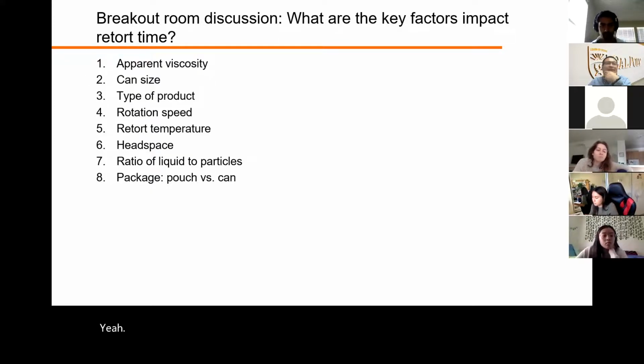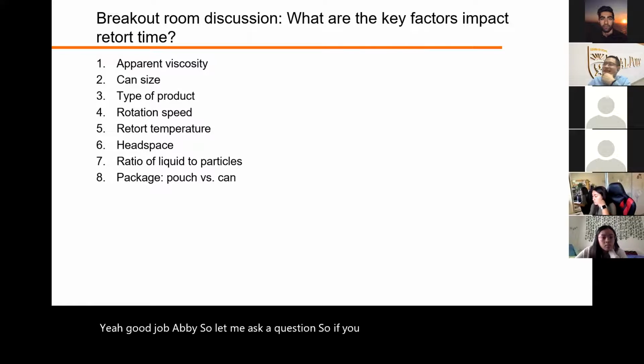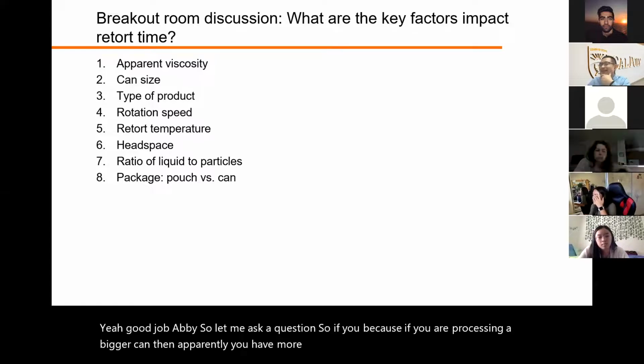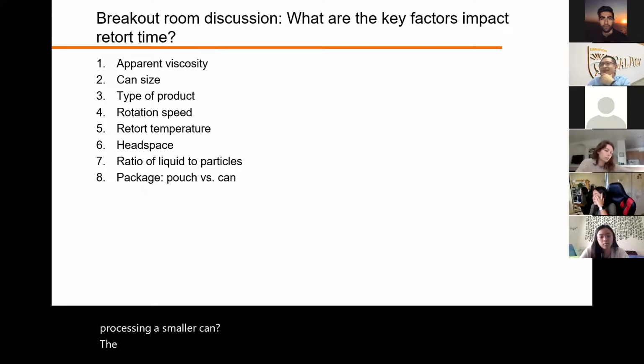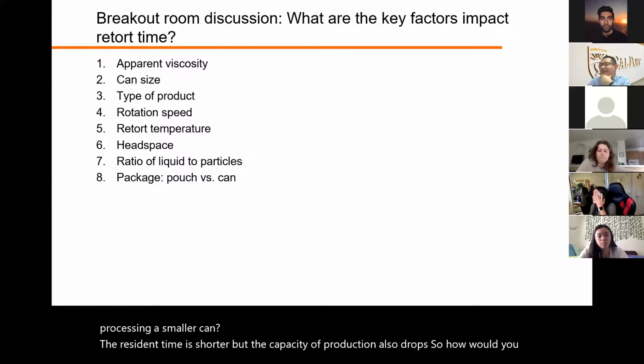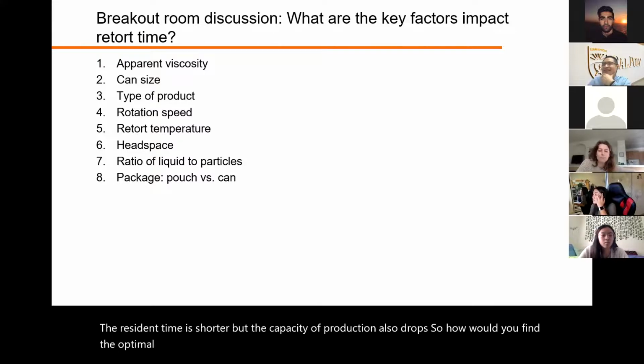Yeah, good job, Abby. So let me ask a question. If you are processing a bigger can, then apparently you have more higher production capacity, right? But if you're processing a smaller can, the residence time is shorter, but the capacity of production also drops. So how would you find the optimal point about the can size selection?